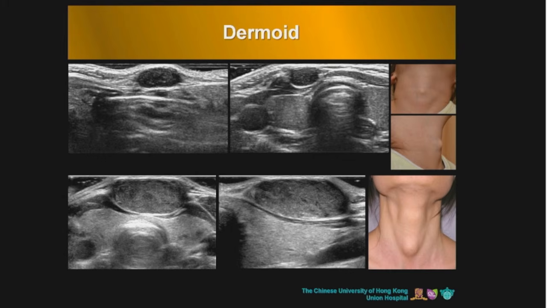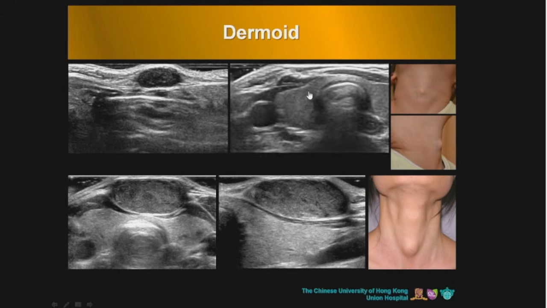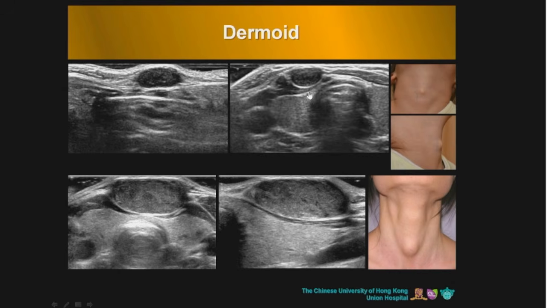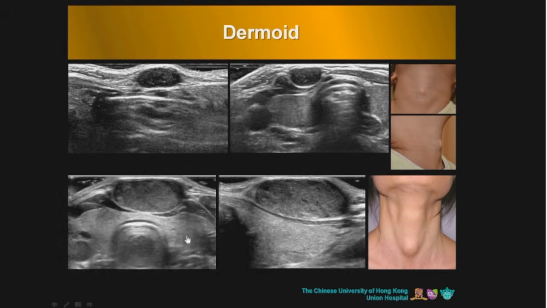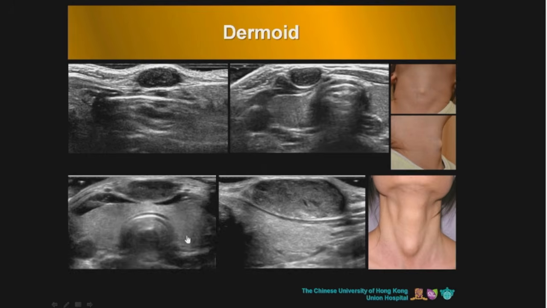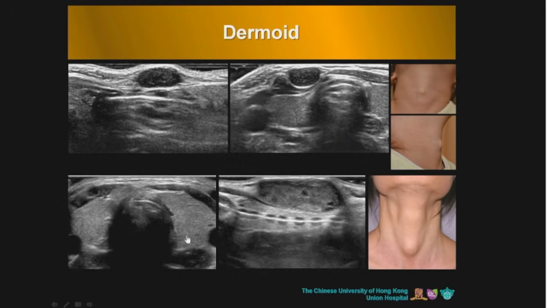I'm not looking at the appearance, I'm simply looking at this. That is the strap muscle over there. This nodule is not embedded in the strap muscle, it is anterior to it, it is displacing the strap muscle. Same over here, the nodule is anterior to the strap muscle and displacing it. So this cannot be an infrahyoid thyroglossal duct cyst, this must be a dermoid.